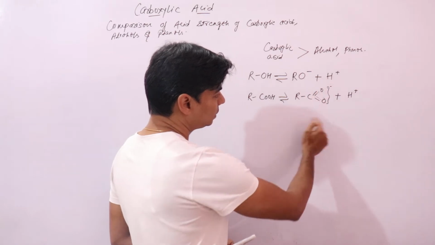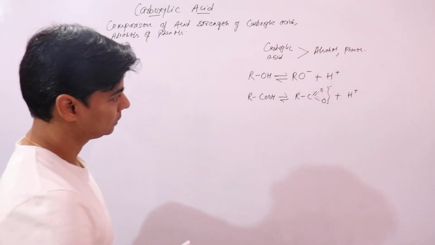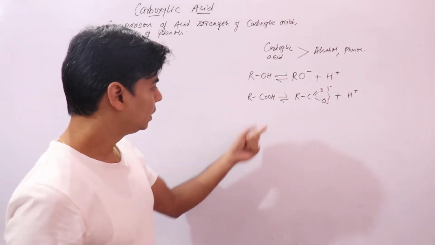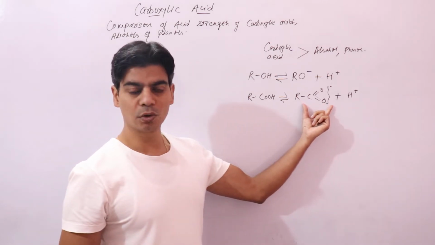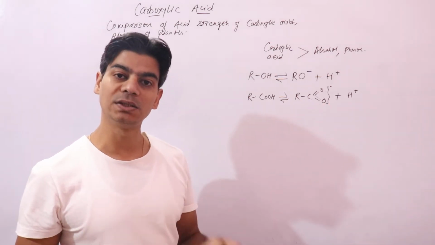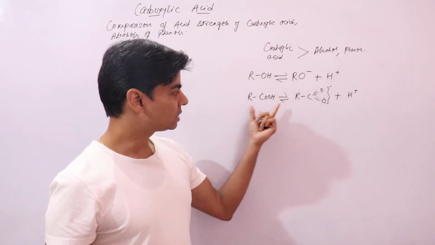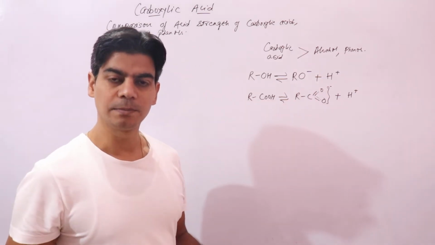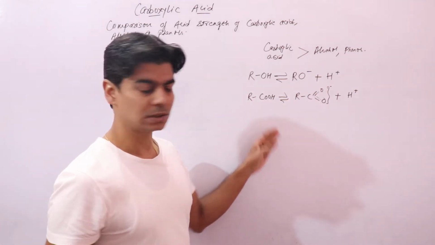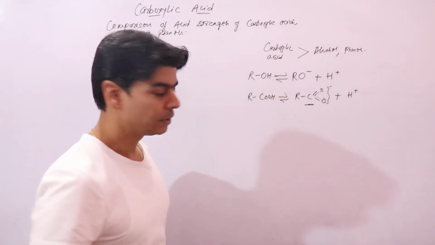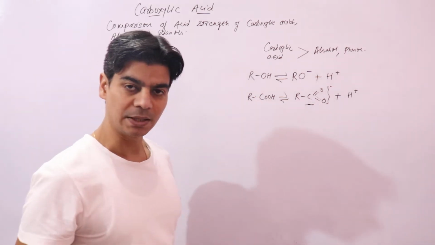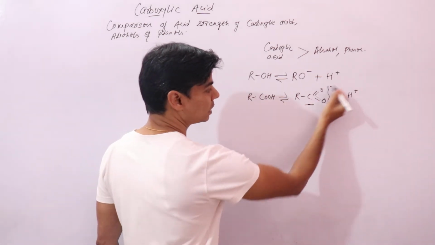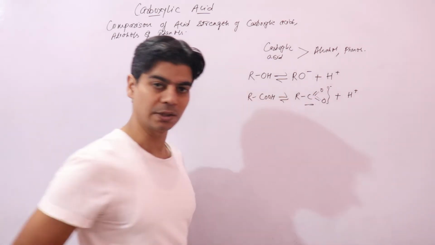Now, if you look at the structure, we know that carboxylic acid and carboxylate ion are both stabilized by resonance, and carboxylate ion is more stabilized by resonance compared to carboxylic acid. Since carboxylate ion is more stabilized, carboxylic acid, which is less stabilized, has more tendency to release hydrogen ions and form carboxylate ion and hydrogen ions.